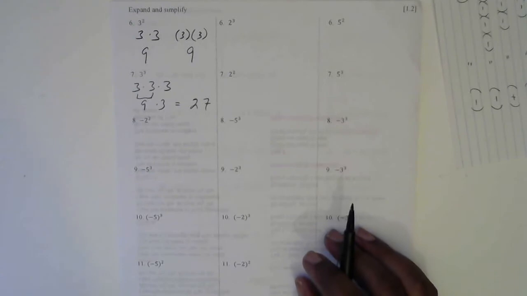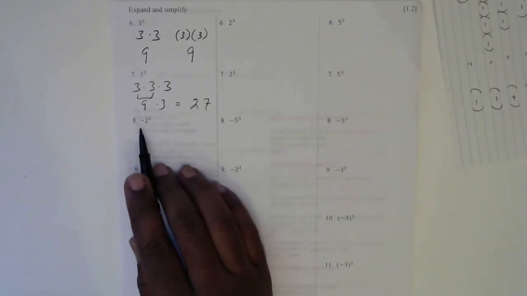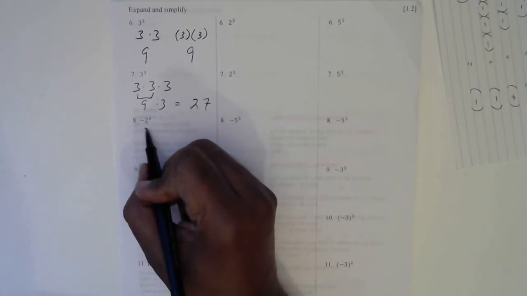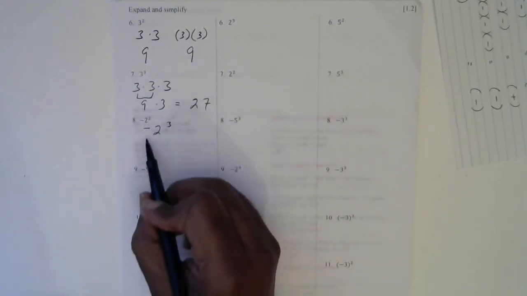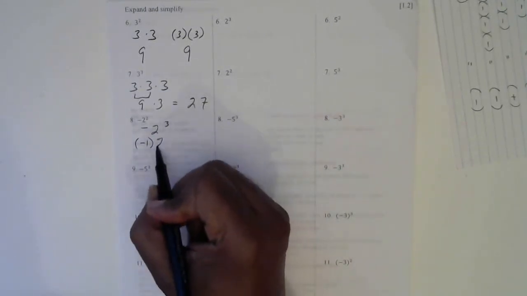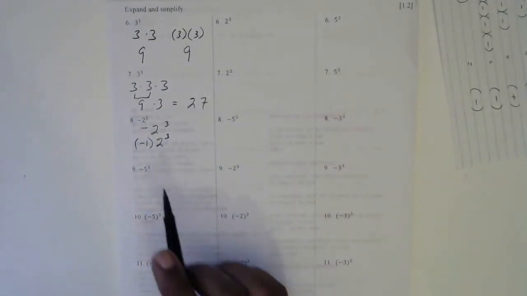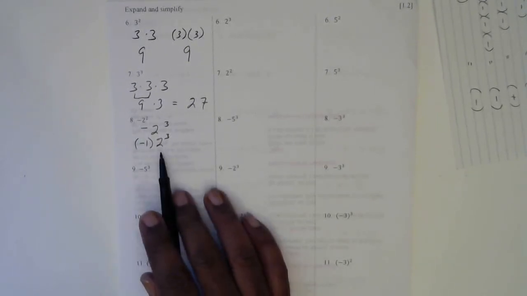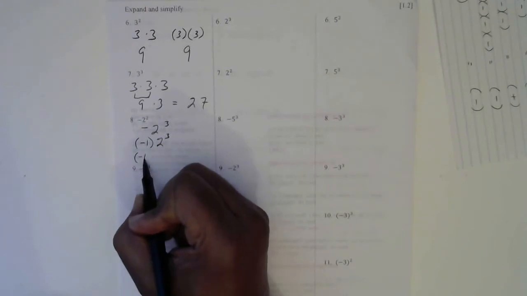Okay. Now, here we have a negative up front. Negatives up front are handled by changing those into a parentheses negative 1. So this goes from a negative 2 to the third power. Again, that negative there is turned into a negative 1 in parentheses. And then you have 2 to the third power. Once that's done, we're going to expand the 2 and write this 3 times. So what we have is a negative 1.